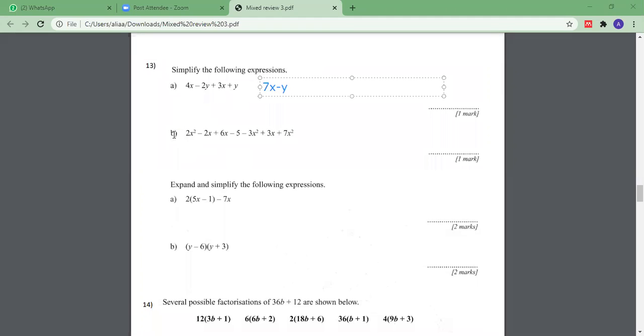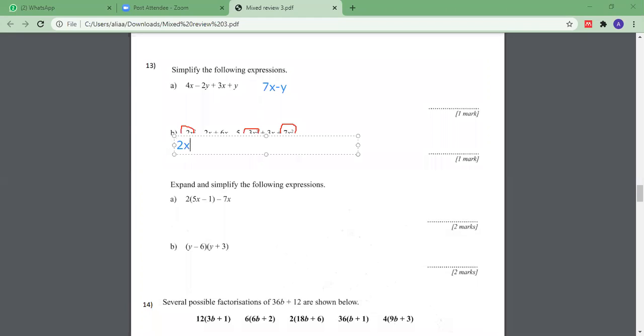Okay, here I have 3 different terms. I have 2x power 2 minus 3x power 2 plus 7x power 2. Okay, and then negative 2x plus 6x plus 3x. Okay, collecting like terms, I will do it step by step.